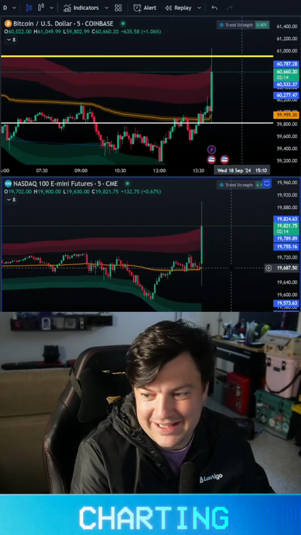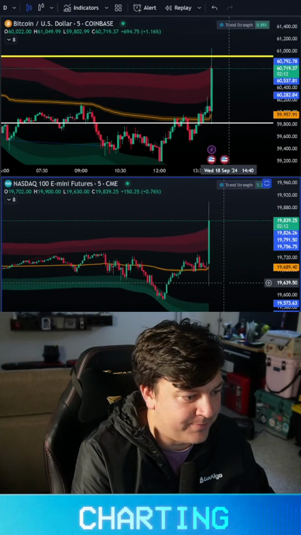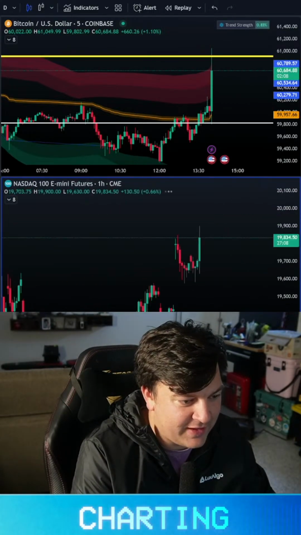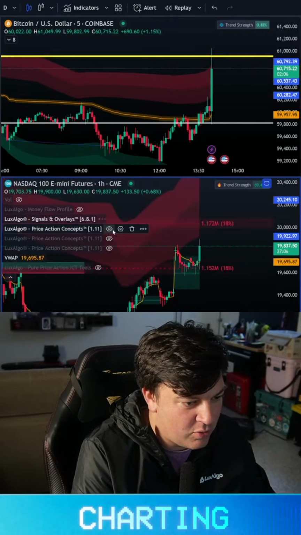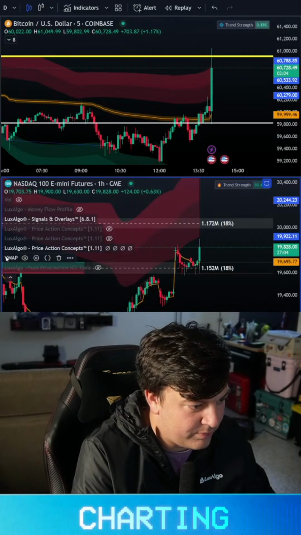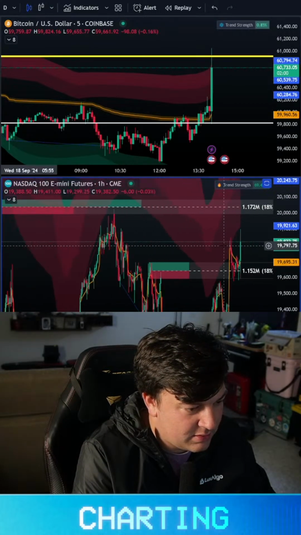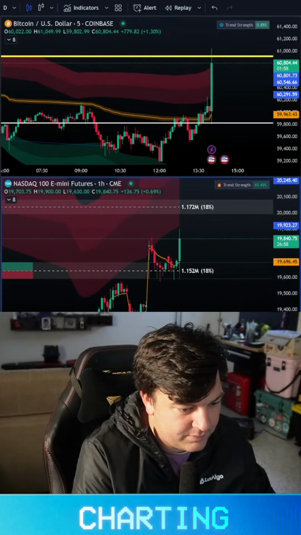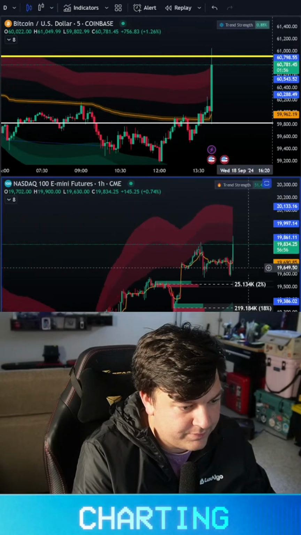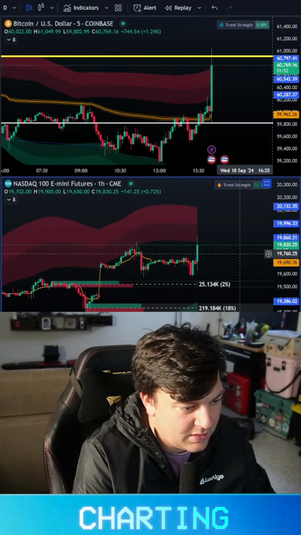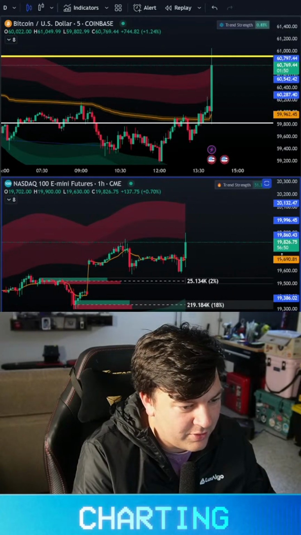NASDAQ completely ripped through. I was going to look at the 1 hour now. On the NASDAQ specifically, there were these order blocks on the 1 hour right here. Boom. I was watching potentially for a move right to 20K. There we go. Let's see, I forgot we had that gap up. But we're holding off nicely.